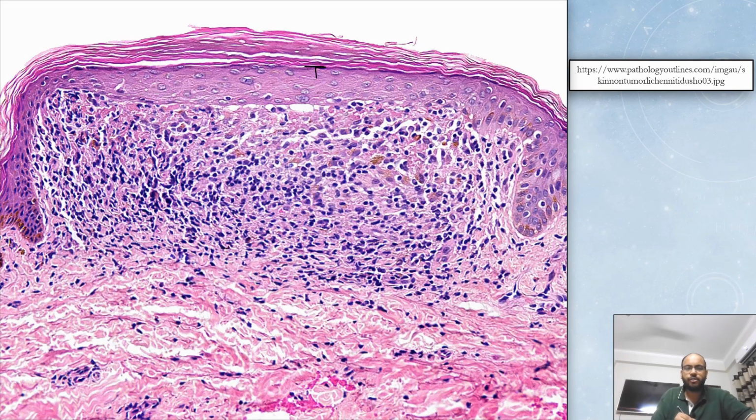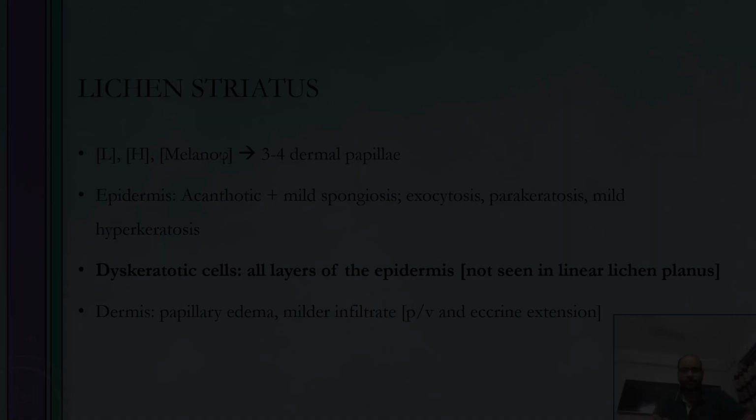Again, a Lichen nitidus showing epidermal atrophy, and you can easily appreciate how it is spanning 2 to 3 dermal papilla and also the claw-like extension. Claw-like extension here, claw-like extension here, and you have the well circumscribed infiltrate. Let's move forward.